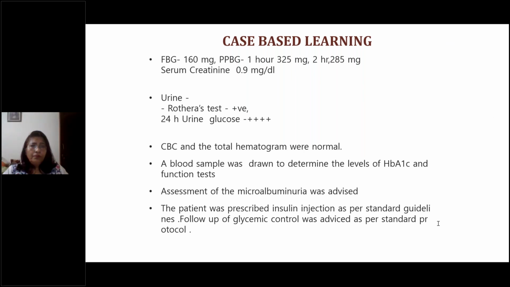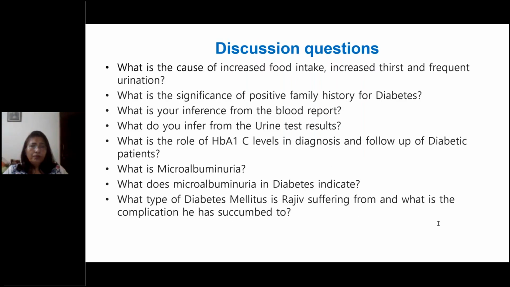This is with a diabetes case, which is presented here. These are some of the questions which can be posed by the facilitators to the groups to encourage discussion and to give them a direction. So these are sample questions. That's all about case-based learning. So these are the modules that can be given to the students: integration, SDL, and case-based learning.